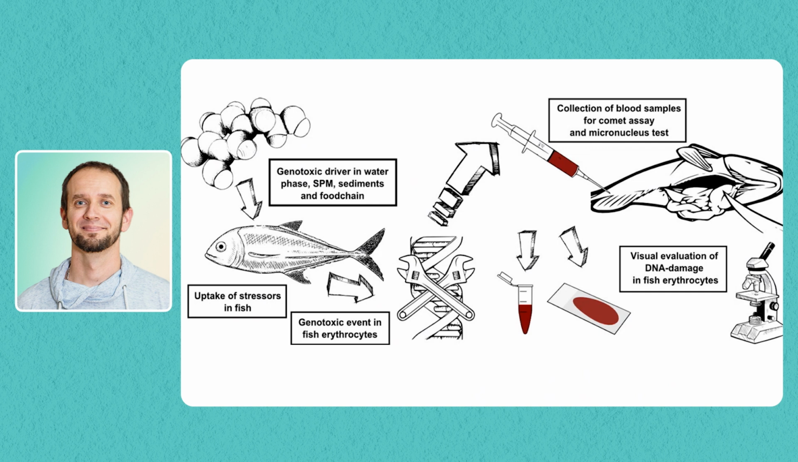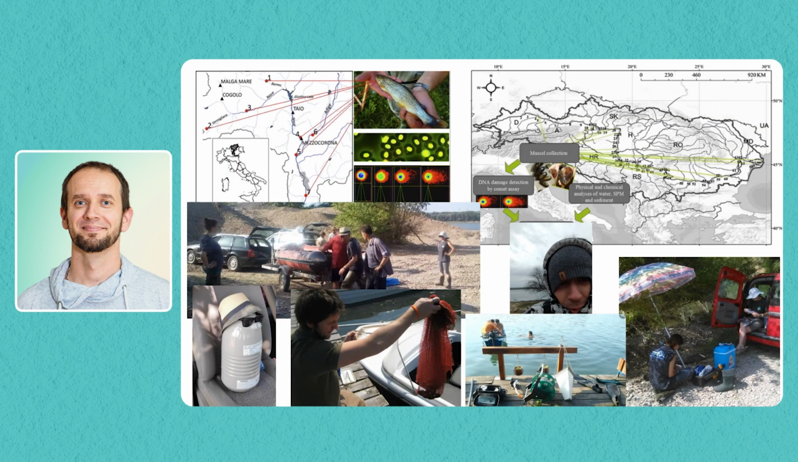So basically, if you have some genotoxic driver in water, you can expect that there is uptake of this stressor in fish or mussels or any animal that you're using for your research. Then you can expect that a genotoxic event will occur in fish tissues or any biota tissues. Then you should collect samples of the tissue, run analyses such as Comet Assay, and try to prove that you actually have the effect in your organism. But in a real life situation, it's quite more complicated than this.